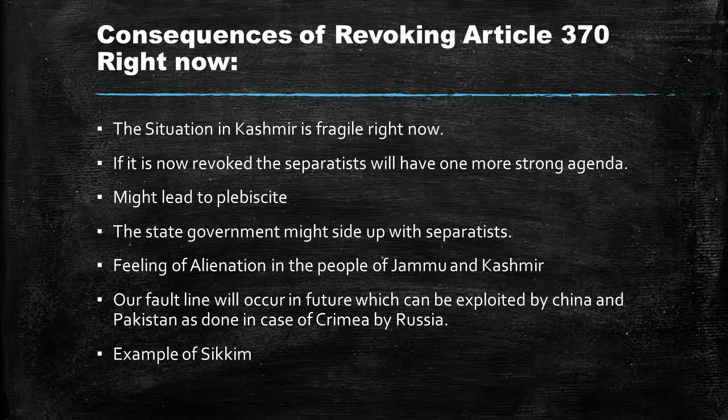Now to sum this up, the situation in Kashmir is fragile, and at this point it seems to have reached an impasse. Revocation of Article 370 is not possible at this time. The government and people of Kashmir have to come up with a more innovative solution to deal with it in future. Right now, maintaining the status quo is the need of the hour.